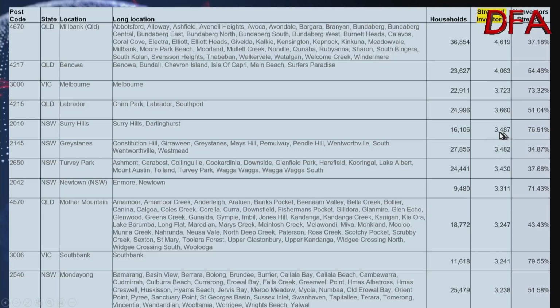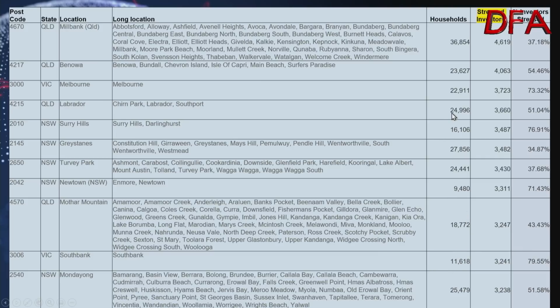Then we have Surrey Hills and Darlinghurst. Then we go to Greystanes and Wentworthville and Westmead with 3,400. Then we go to places like Wagga Wagga, which is interesting, 3,650. So we have some investors there struggling. Back to Newtown, postcode 2042, 3,300. And then we go back up to Queensland again, down to South Bank, and on it goes.